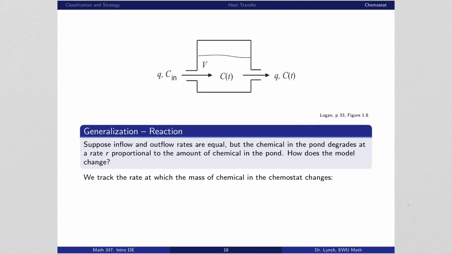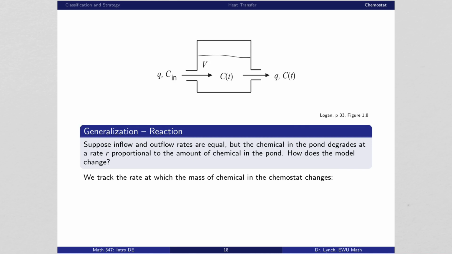Okay, a second variation on this model is to imagine a scenario in which the inflow and outflow rates are back to being equal, but there's a reaction in the pond, a degradation reaction, by which the mass of chemical degrades at a rate proportional to the amount of chemical in the pond. So again, here we have a couple of familiar terms. A degradation at a rate proportional to the amount of chemical.